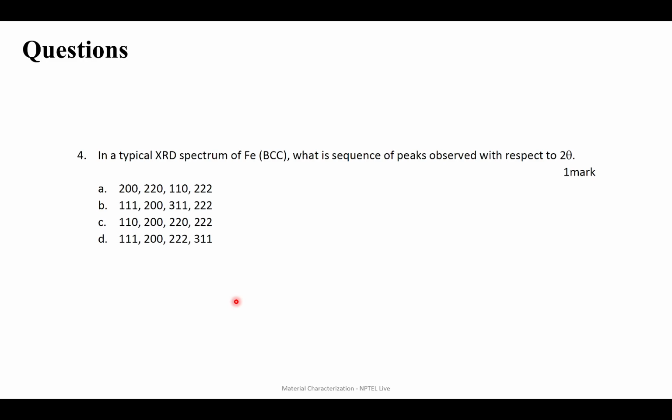In a typical XRD spectrum of Fe, that is BCC structure, what is the sequence of peaks observed with respect to 2 theta? 200, 220, 100, 222; 111, 200, 311, 222; 110, 200, 220, 222; 111, 200, 222, 311.